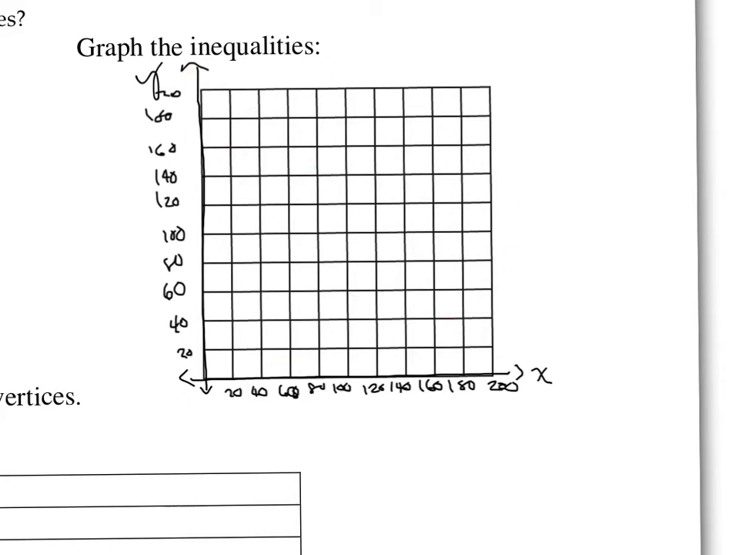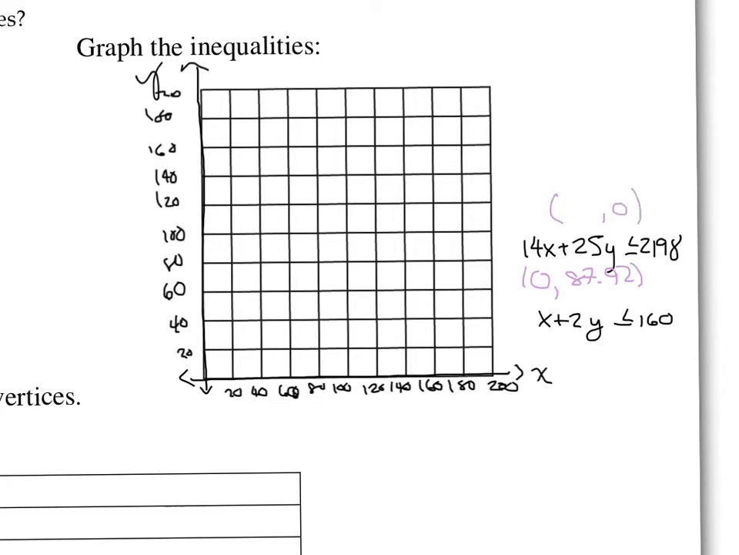The next thing I'm going to do is graph. These are the next 2 inequalities that I'm graphing, and let's identify the vertices so we can put them on the coordinate plane. When x is 0, y is 87.92. And when y is 0, x is 157. Here, when x is 0, y is 80. And when y is 0, x is 160.